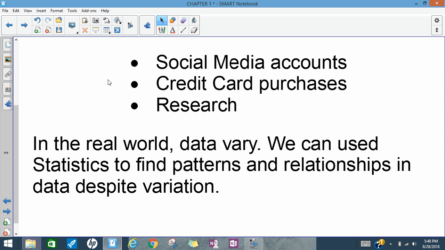So in the real world, data vary. There's no perfect situation. This is life. Things are imperfect. But what we do when we collect data in statistics is we try to find patterns. We try to find relationships that occur even though there is variation.